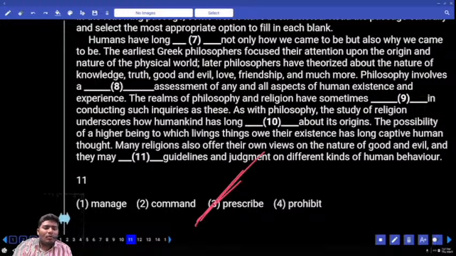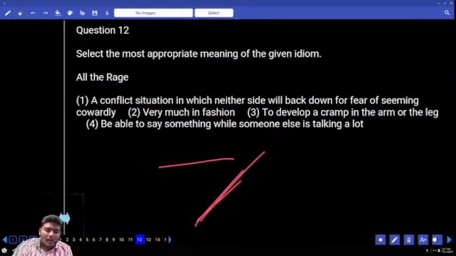They prescribe their own guidelines in the sense, if you change into any other religion, they immediately tell you how to follow these rules. Then only you will be in this religion. This is called as a prescribe. Okay. Next, move to 12.